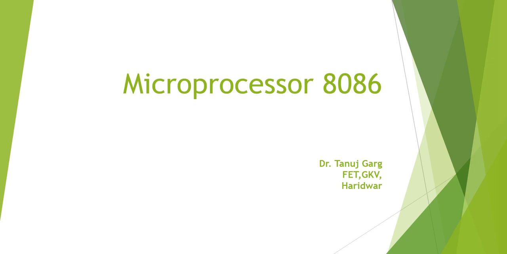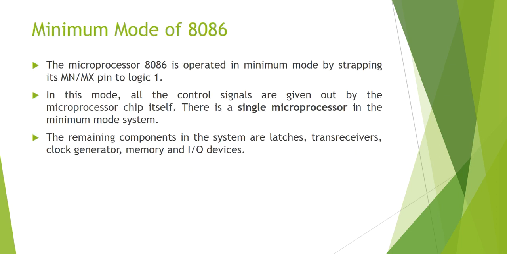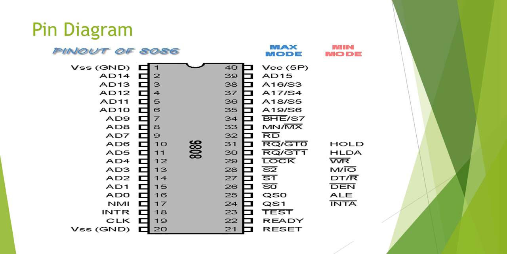Now in this lecture we start with the pin diagram of the 8086 microprocessor. So again, the 8086 microprocessor is a 40 pin IC, and it requires the plus 5 volt supply for the operation. Now the 8086 microprocessor works in two modes. One is the minimum mode and another is the maximum mode. And the minimum and the maximum mode is decided by the pin number 33.